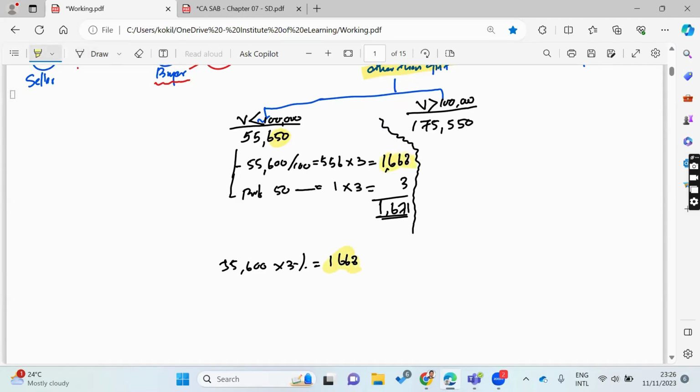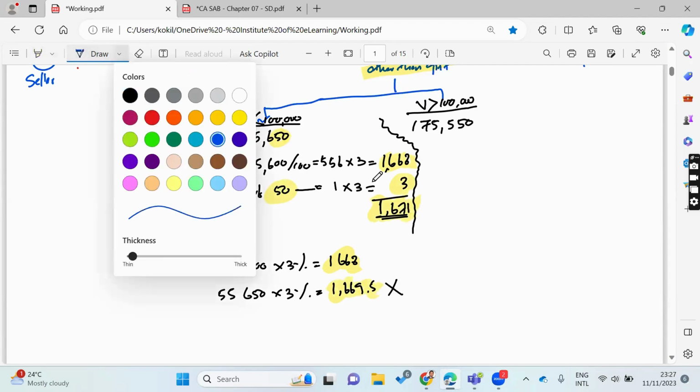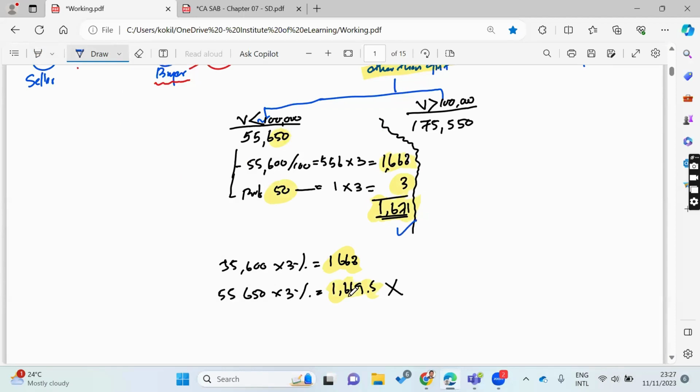But if you take 55,650 into 3%, you will not get the exact answer which I got. This is wrong, because the part is also applicable at 3 rupees. The correct answer is this, not that. Hope it's very clear to you.